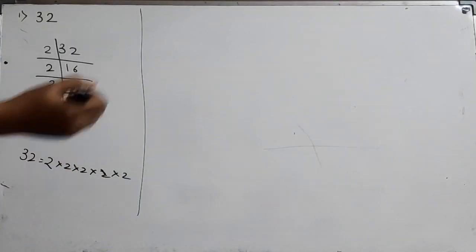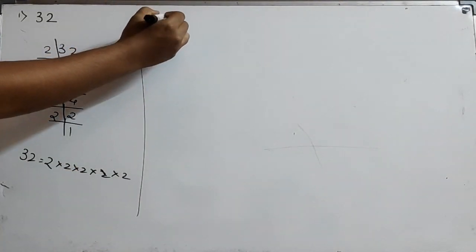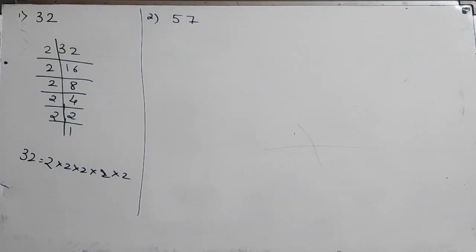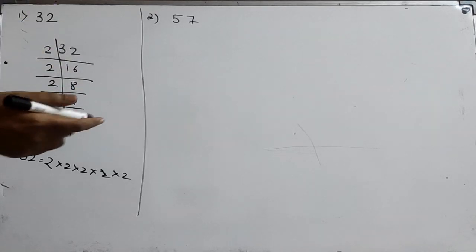Now the next number we're going to look at is 57. Again, I'm doing it vertically only. You can also use horizontal. There is no hard and fast rule about which method is compulsory. If you are comfortable with horizontal factorization, you can go ahead with it. If you're comfortable with vertical factorization, it is not an issue. The answer is going to be the same.